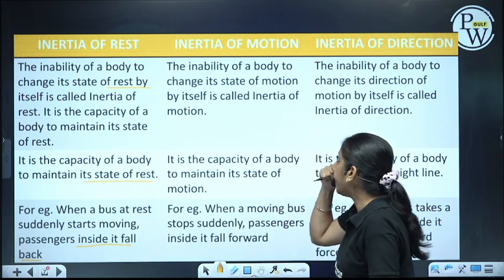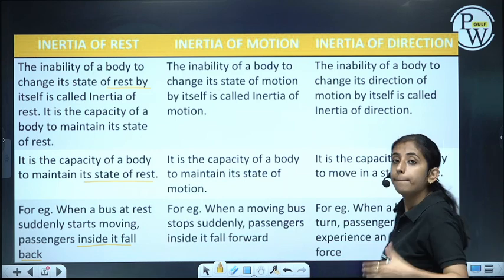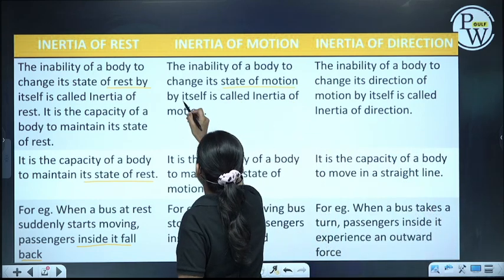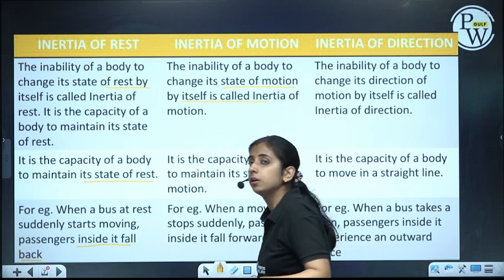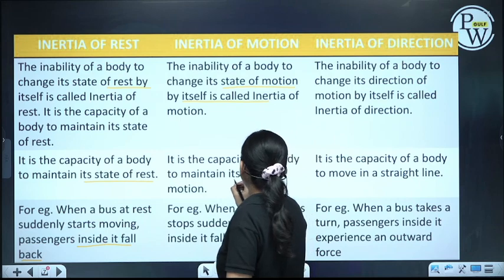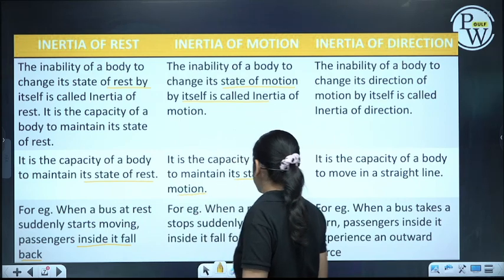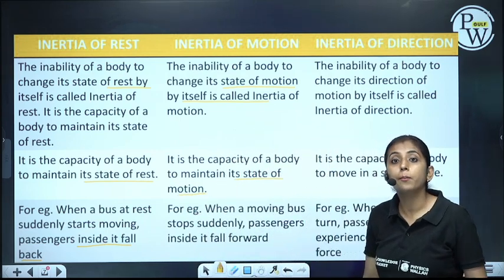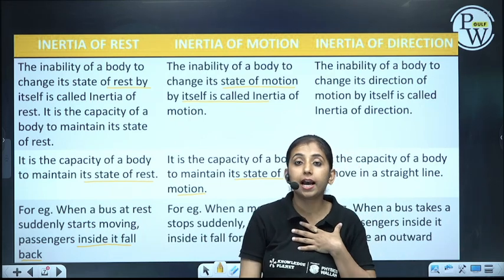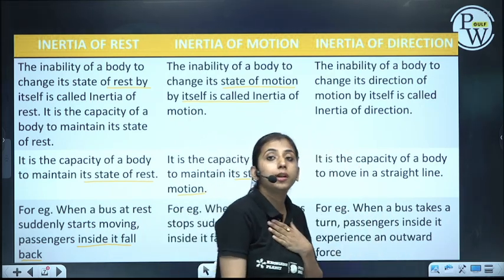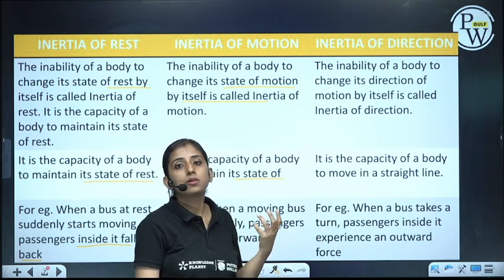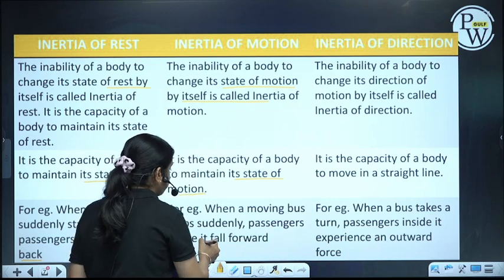Next is inertia of motion. The inability of a body to change its state of motion by itself is inertia of motion, or the capacity to maintain its state of motion. Example: when a moving bus stops suddenly, we fall forward because the body has a tendency to go in the forward direction of the motion of the bus. The body doesn't want to change its state.